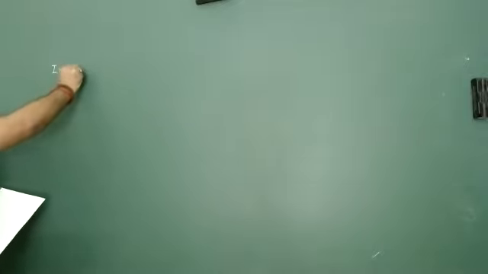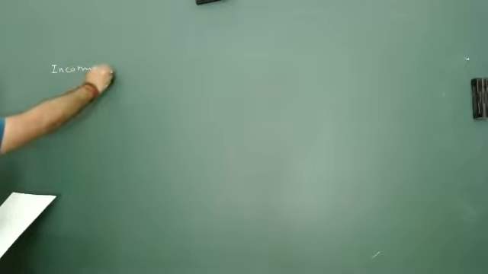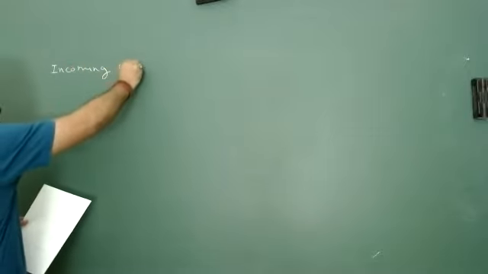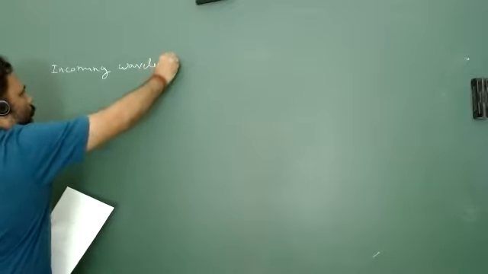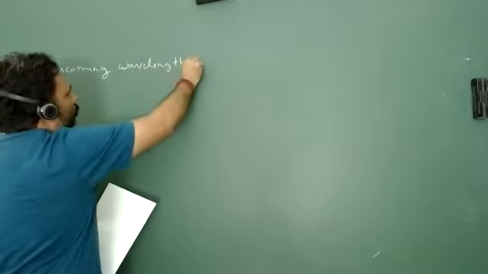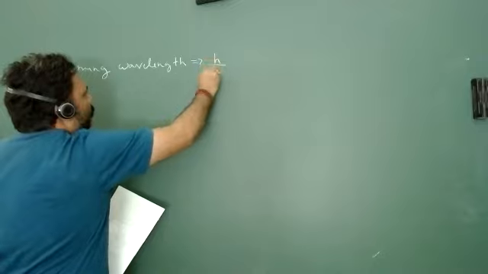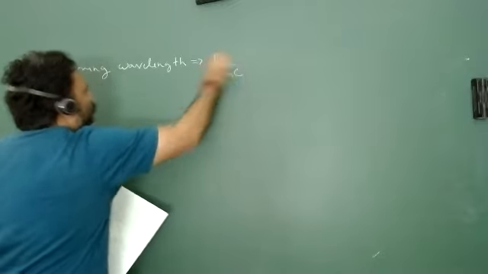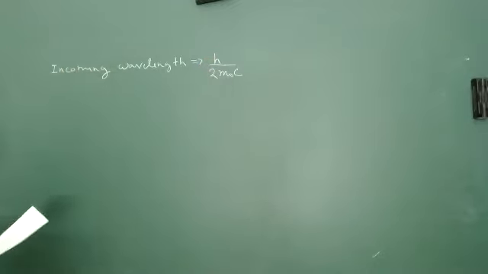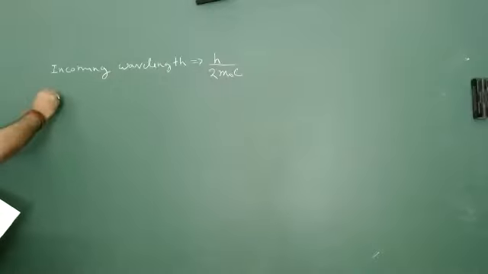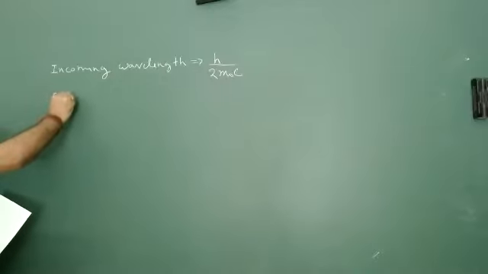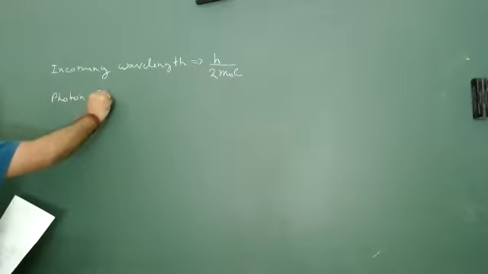Okay, so this is the next problem. It is again a very nice problem. What is given? It is given that the incoming wavelength, in a new notation, is h upon 2m naught c, and the photon is back scattered.